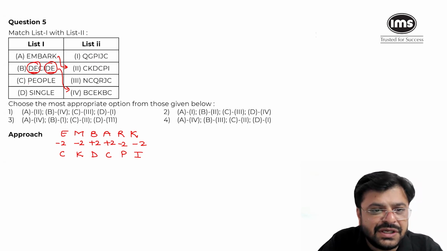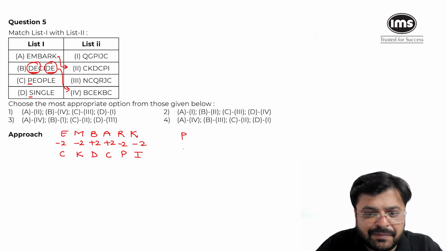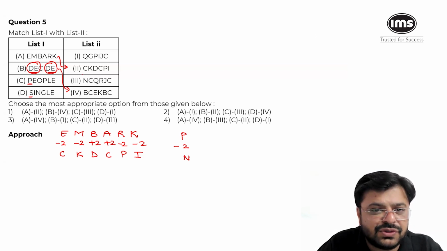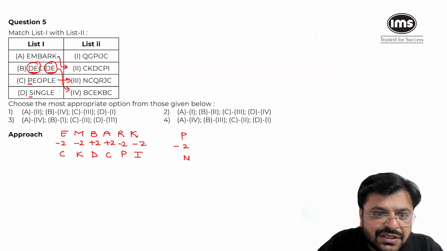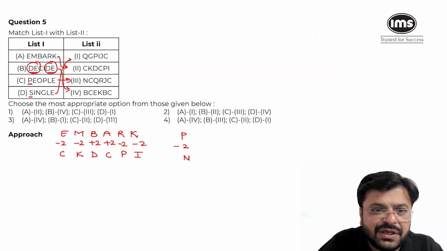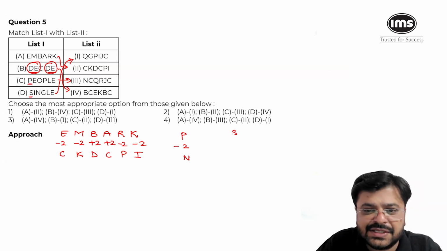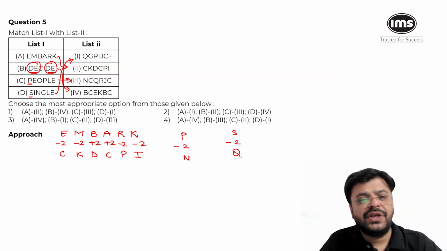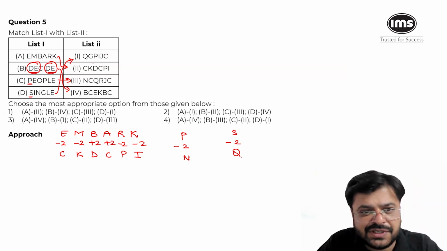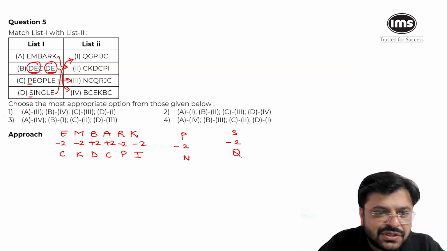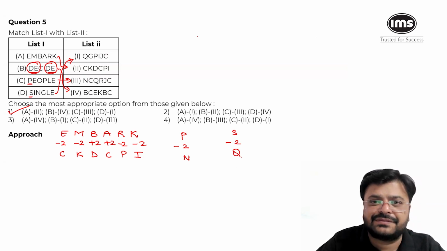Now, for option C, it is starting with P, and this one is starting with S. So for this one, P -2, we will get N. So my code should start with N in that case, which is this. Then the last one will be this one. You can always check this S minus 2 will be Q. So you don't need to check all the letters here. You can simply check one and eliminate the options. So here the answer is option 1.